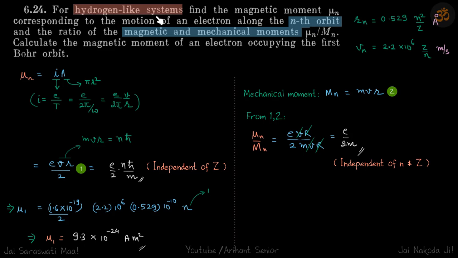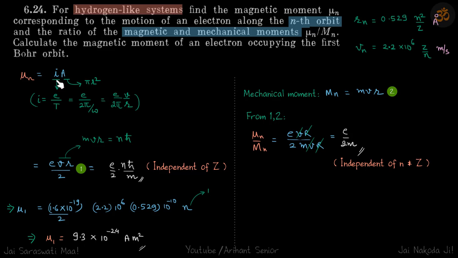For hydrogen-like systems, for the nth orbit, we need to find the ratio of magnetic and mechanical moments. So let's do that. Magnetic moment mu n is current into area. Now current, because the electron is traveling in a circular orbit, is charge e divided by the time period of the circular motion, which is e by 2 pi by omega, and omega we can write as v by r. So this is I, and A for the circular orbit is pi r squared.